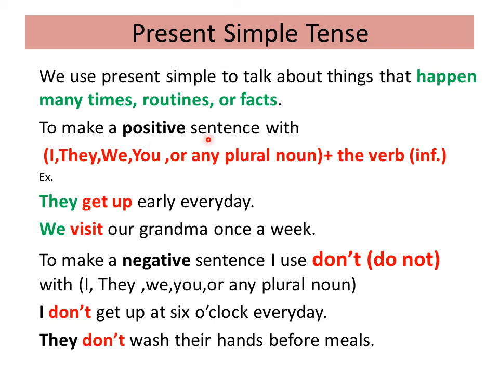So how to make a positive sentence? If I have I, or they, or we, or you, or any plural noun like children, women, men, Muhammad and Ali, I put only the verb. An infinitive means without any additional letters, just the verb. Example, they get up early every day. So it's a routine. Every day they get up early. So just the verb, get up.